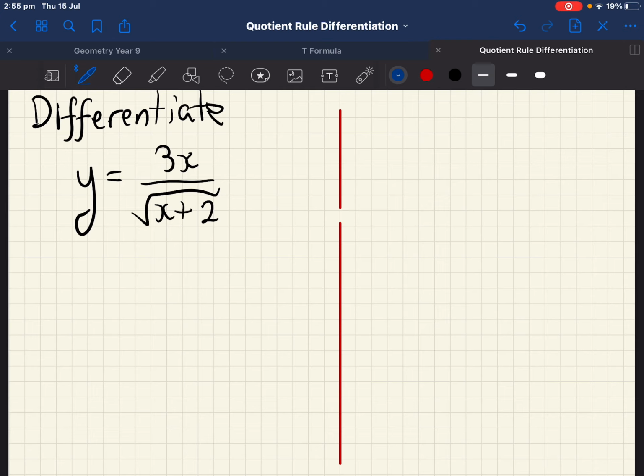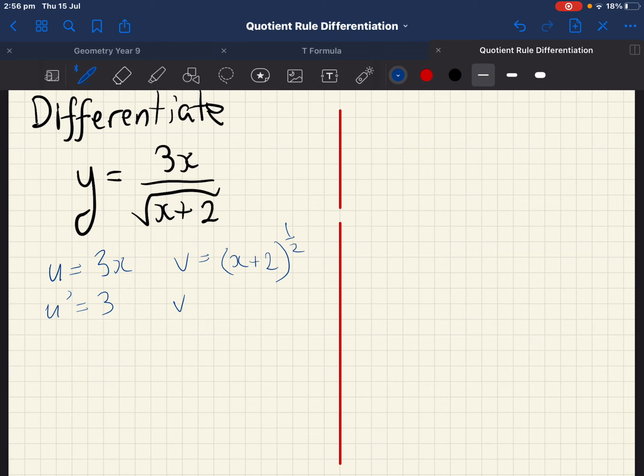So looking at the question that we're going to go through, u is the term on top, which is 3x. So if u is 3x, we're going to need u dash, which is going to be the derivative of 3x, which is just a 3. What is v? V is the term that's on the denominator. So in this case, v is going to be the square root of x plus 2, or in other words, x plus 2 to the power of a half.